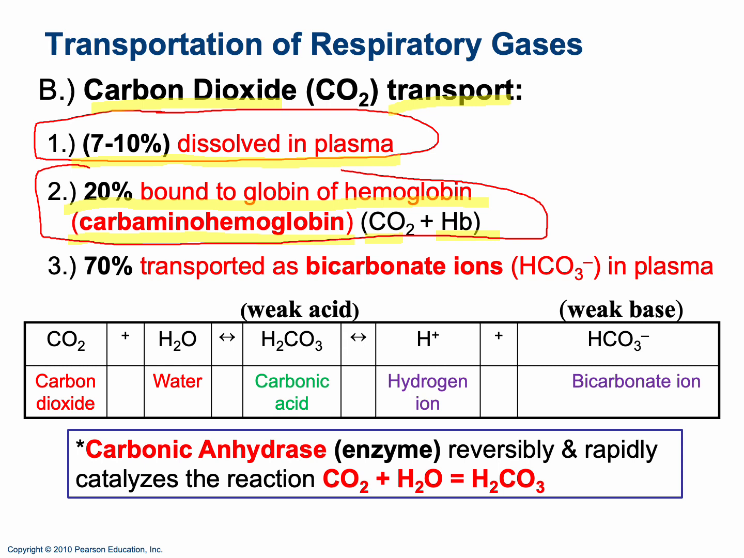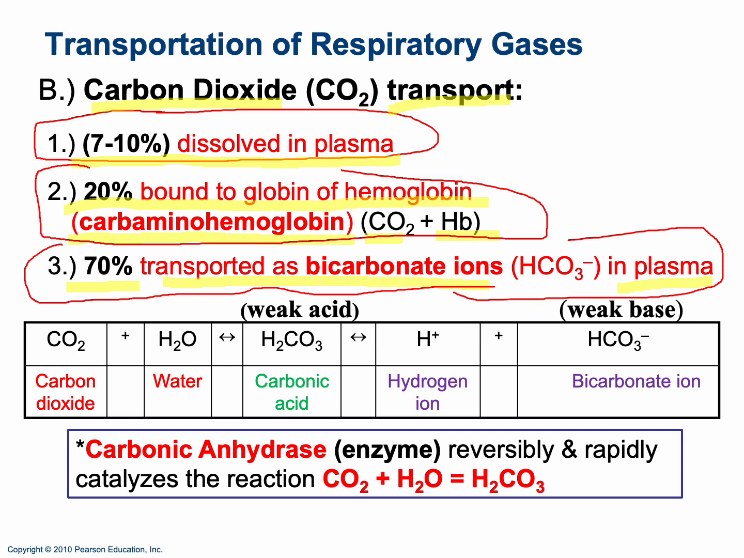And then the majority of carbon dioxide, 70%, is going to be transformed and transported as bicarbonate ions in the plasma of the blood. Okay? So that is a major method of how CO2 is transported. 70% of carbon dioxide gas will be transported as bicarbonate ions in the plasma in the blood. And those are the three major methods.